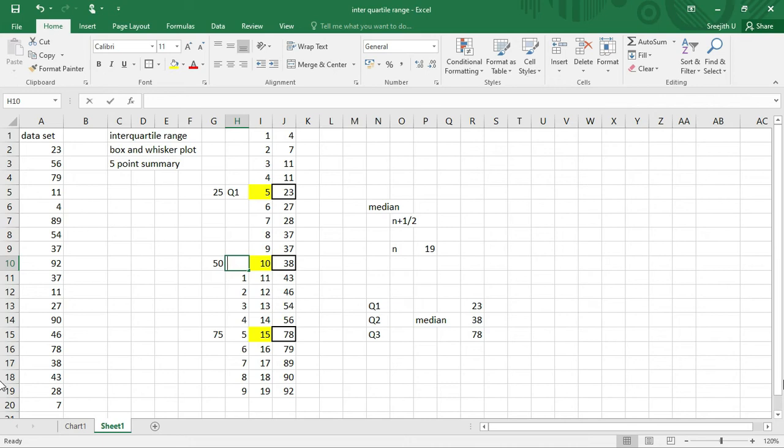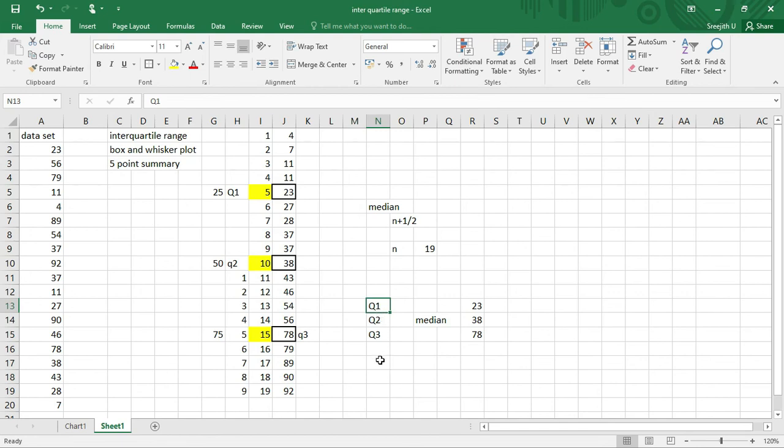Q2 will carry 50% of the values below it. So there are 9 values. Then we look at Q3. Q3 will hold the remaining 25%. So now we have identified 3 points, Q1, Q2, Q3, and these represent the quartile values.